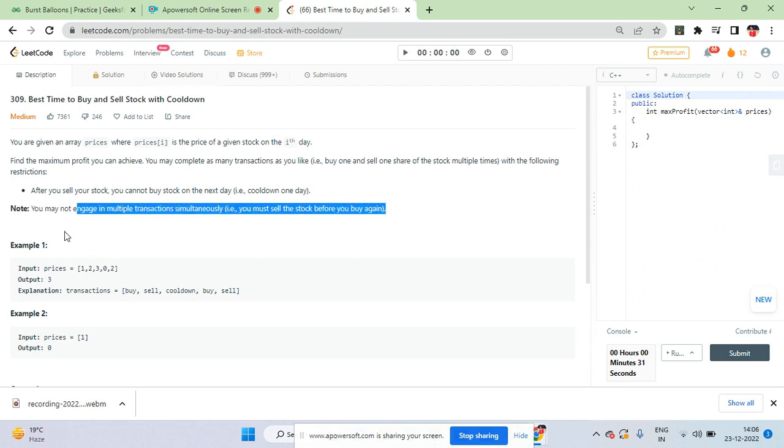This is also true that you cannot engage in multiple transactions at once. You have to complete the first transaction, then wait for one day, and then start another transaction. So that's about it.